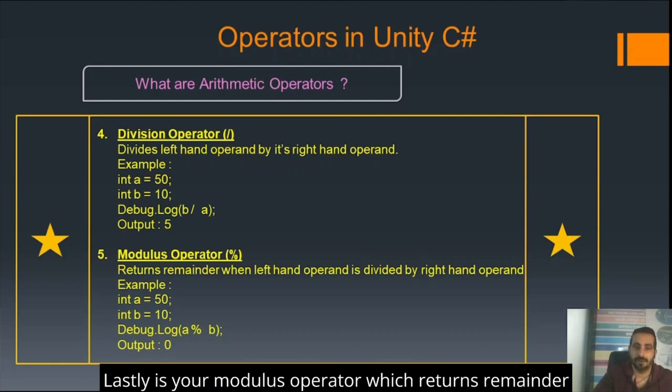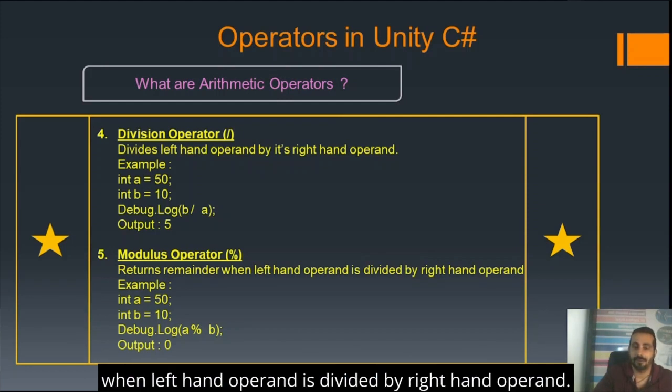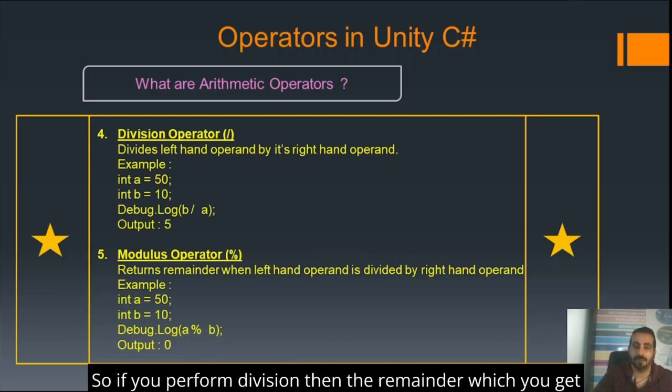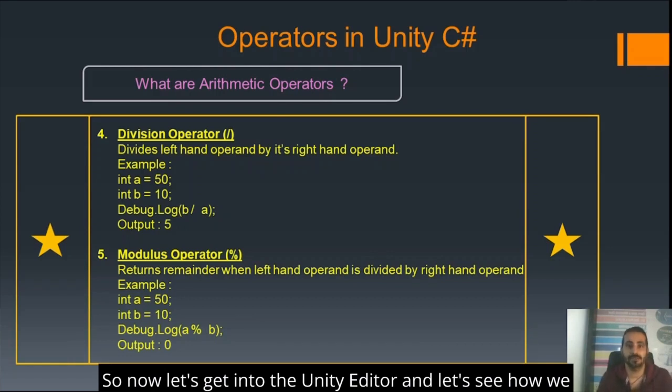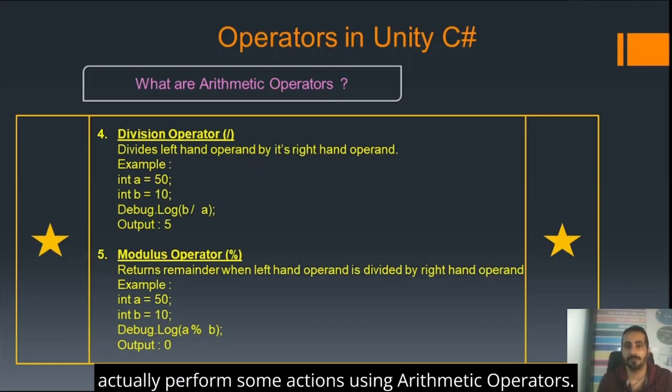Next is the modulus operator, which returns the remainder when the left-hand operand is divided by the right-hand operand. So if you perform a division, then the remainder which you get would be your output inside the console. Now let's get into the Unity editor and see how we actually perform some actions using arithmetic operators.